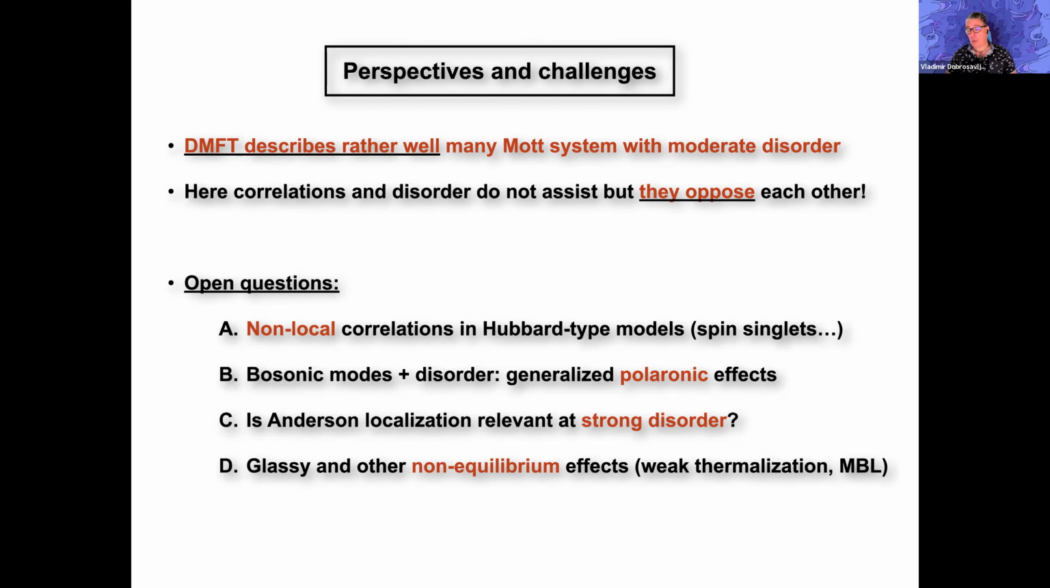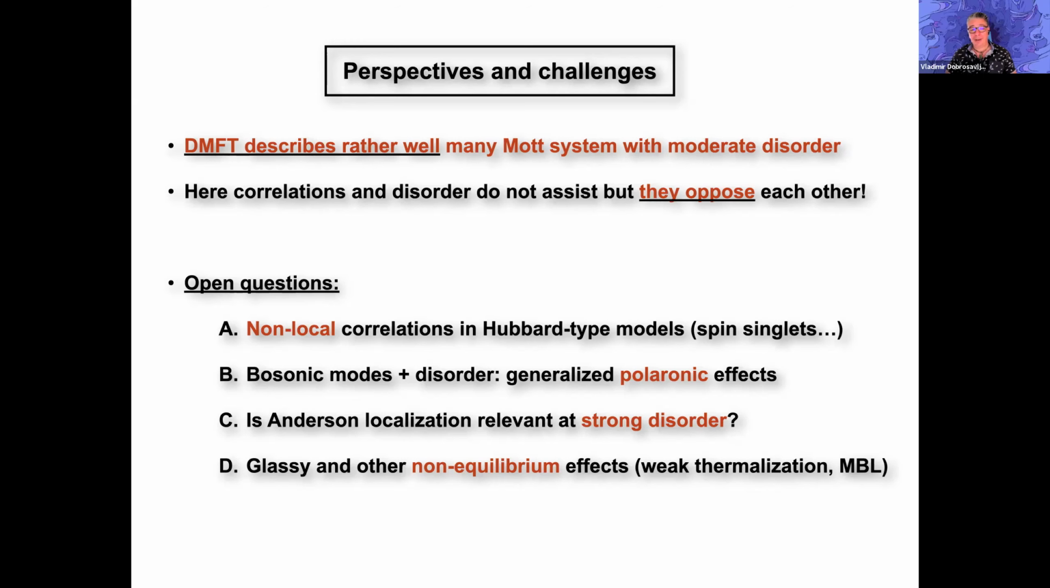Anderson localization, what is the big role of this? Well, even for Hubbard models and strong disorder, Anderson localization plays a role. We've done a lot of studies of this. I didn't describe that here. That probably is incomplete, and the results may be strongly affected by intersite spin correlations and corrections to single-site DMFT. So this is another big challenge.